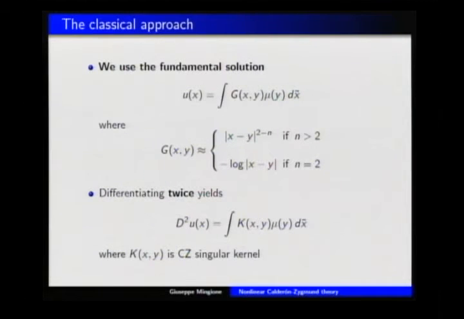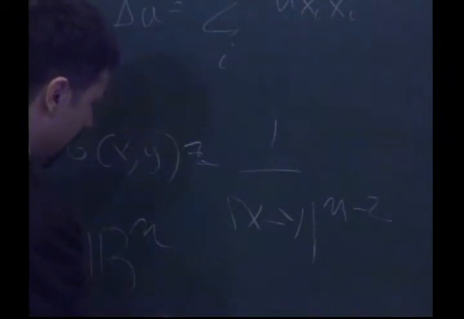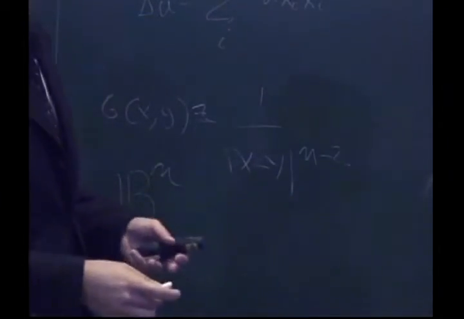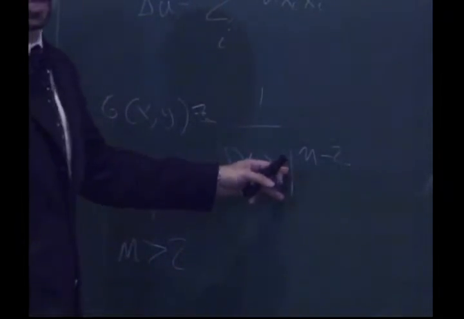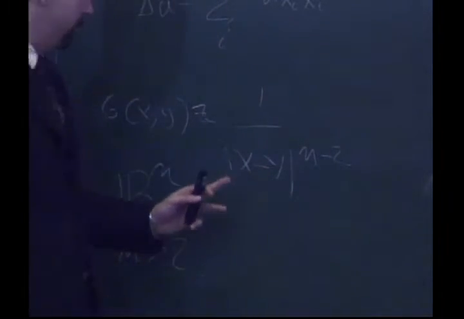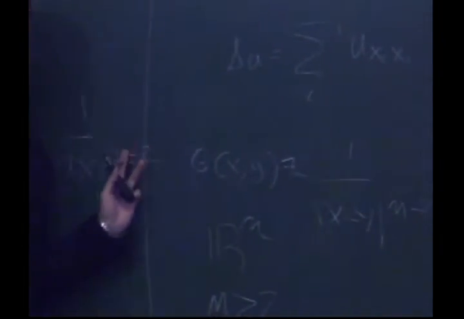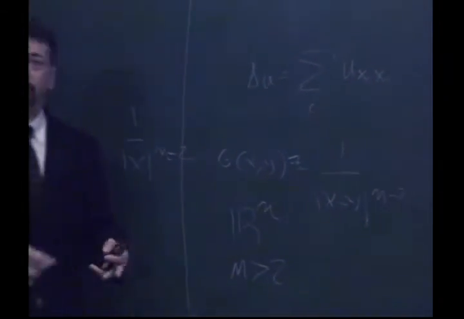And now, this integral operator is singular. Why is it singular? Because you start from the original Green's function, which is like |x minus y| to the power n minus 2. And let me recall that you are in R^n, and just for simplicity, let me take the case n strictly larger than 2, so we avoid the logarithmic kernel. So when you start differentiating, you differentiate twice. You see, this is an integrable kernel, because this is just like 1 over |x| to the n minus 2, which is integrable as soon as this exponent is less than n, locally integrable, of course.